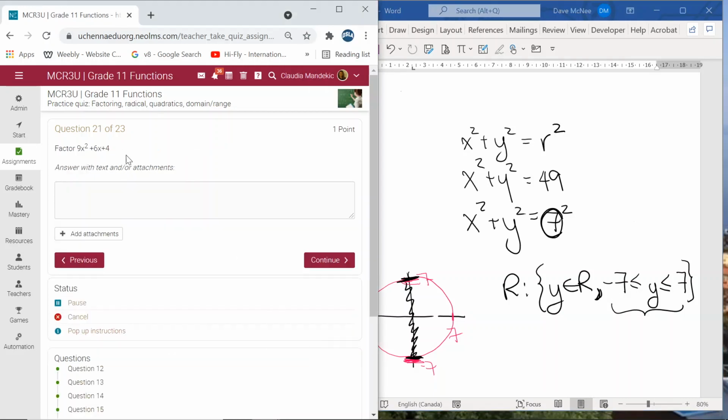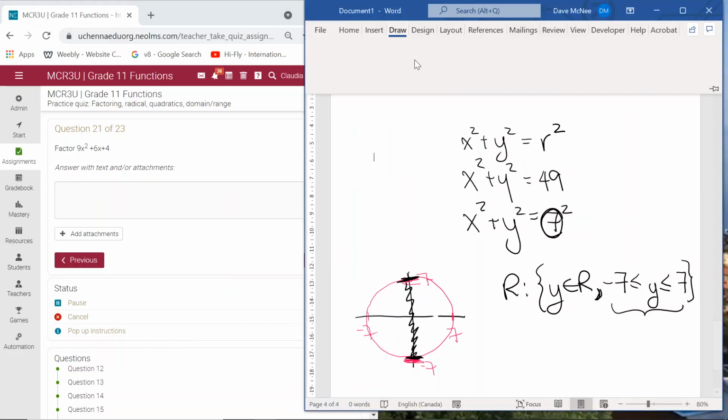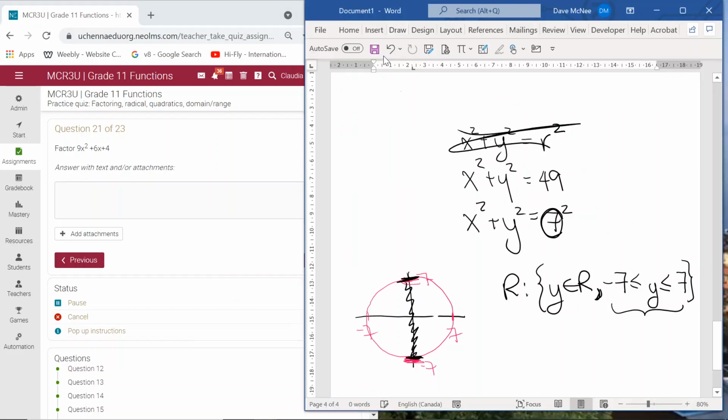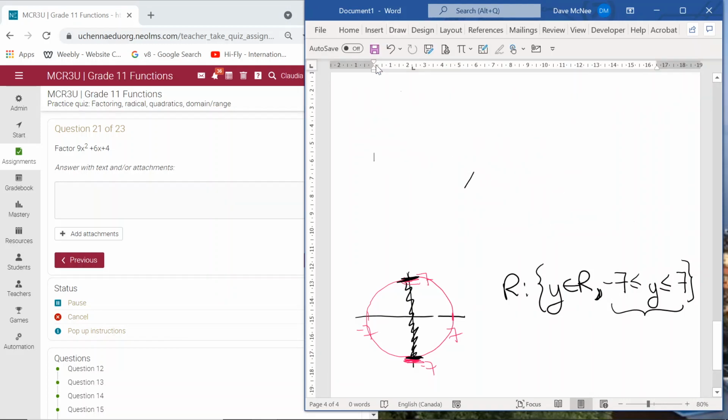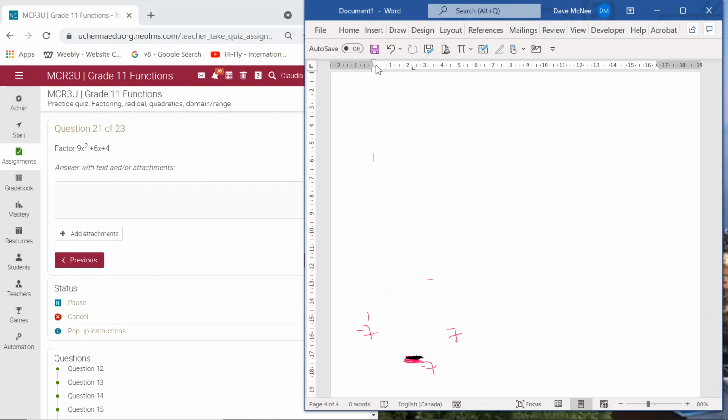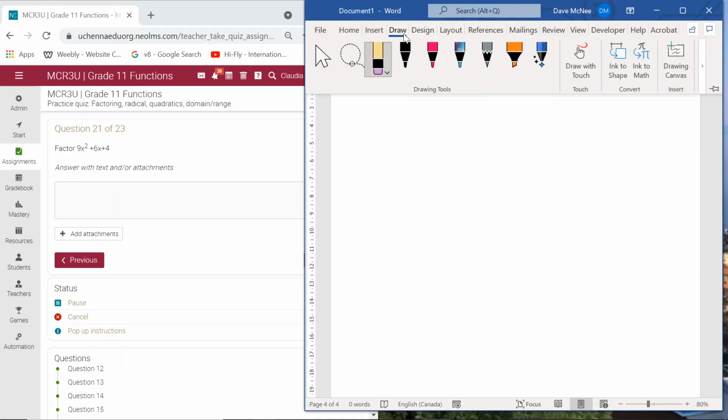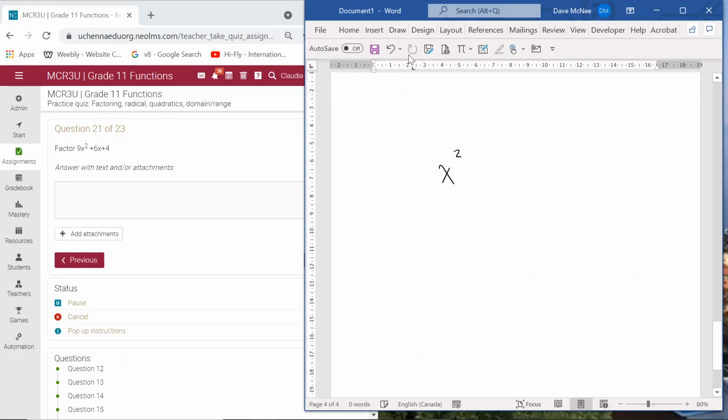21, it says answer. I believe that this one I said not to do because there is a typo in here. I will show you what you should have done if you corrected the typo. The question should have read 9x squared plus 12x plus 4. So that's what the question should have said, and this is why I said don't do it. It should have said 9x squared plus 12x plus 4.